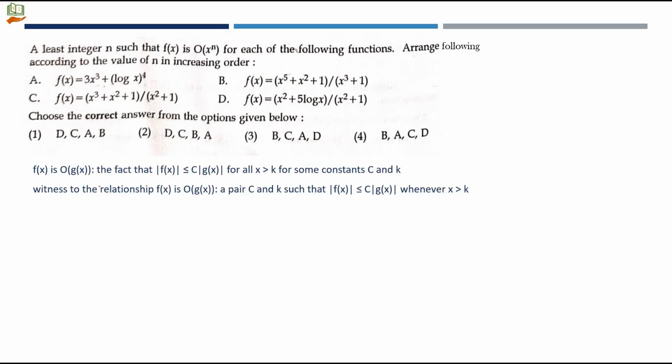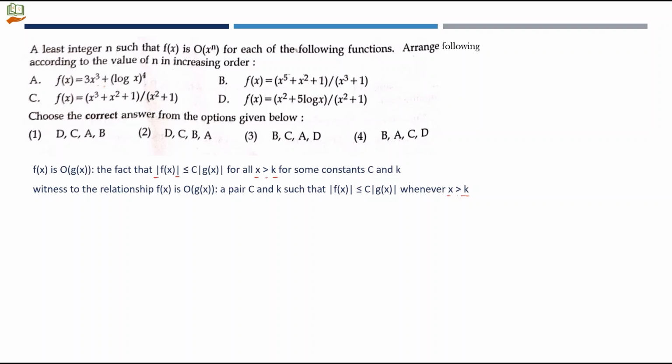f of x is big O of g of x. What does this symbol mean? It means the value of f of x is less than or equal to c into g of x for all x greater than k, where c and k are constants. This is the statement. We are going to rearrange it here. There is a pair c and k such that f of x is less than or equal to c into g of x whenever x is greater than k. This question is going to be for big O of x power n. In case the question asks for the pair c and k, you have to know this elaborate method.